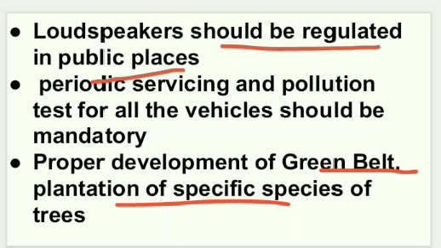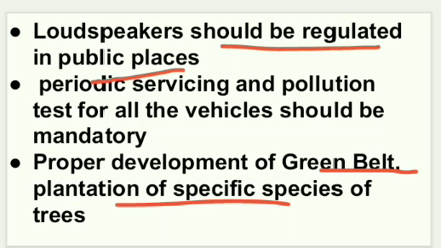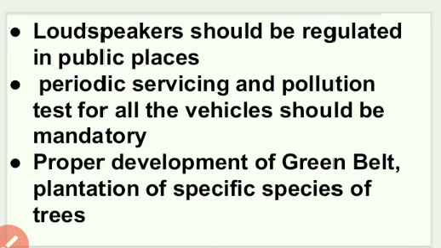Proper development of green belts should be there to minimize noise pollution. Plantation of specific species of trees helps to absorb excessive noise from industries and other noisy areas. So plants help to reduce noise pollution by absorbing excessive noise coming from different machines, industries or other noisy areas. So this is how green belts also help to minimize noise pollution. These are the noise pollution controlling measures.